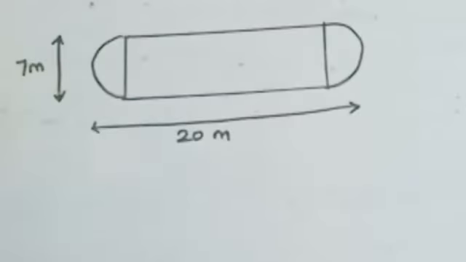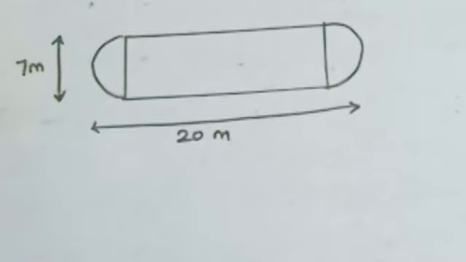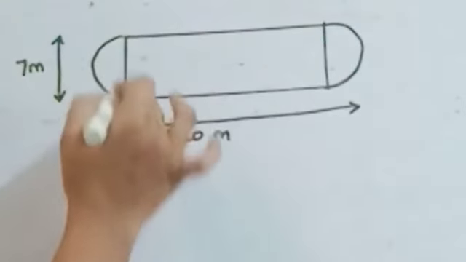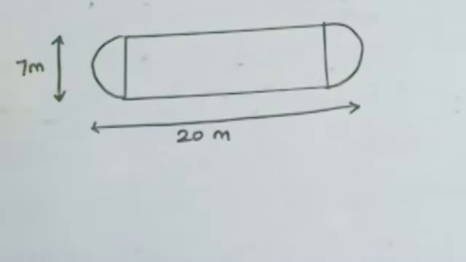Question number 3. The shape of a garden is rectangular in the middle and semicircular at the ends as shown in the diagram. Find the area and perimeter of the garden. So here the total length including the two semicircular areas is 20 meter, and the breadth of the rectangle as well as this height can be taken as 7 meter.